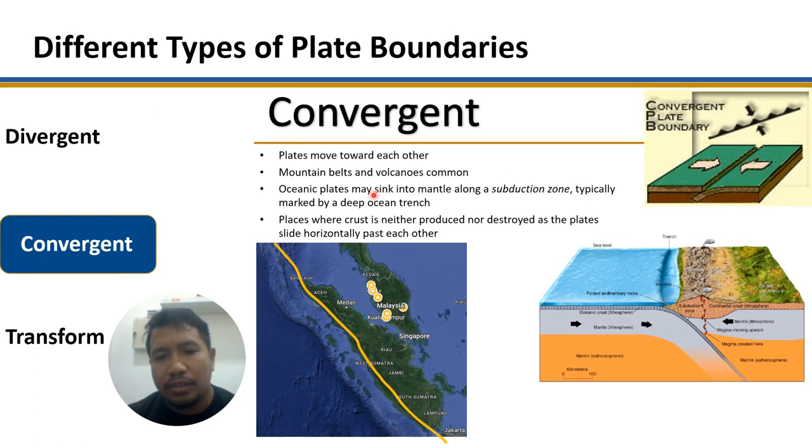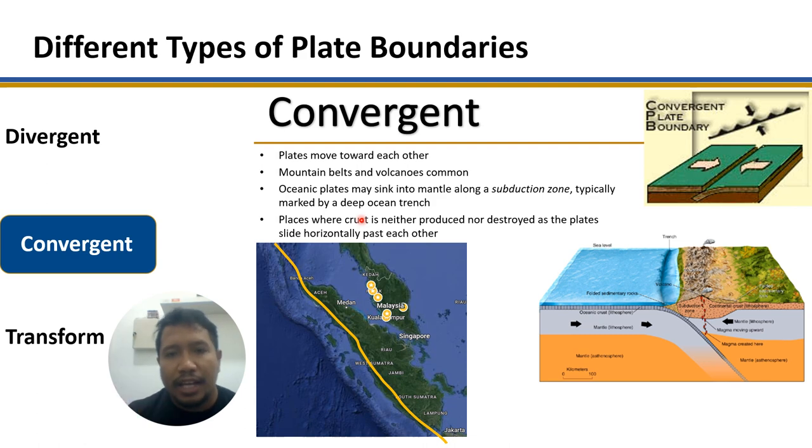Moving to the next type of plate boundaries, which is convergent. Convergent plate boundaries are places where two tectonic plates are moving towards each other. Different from the divergent, which is away from each other, this one is towards each other. When two plates collide, one plate may slide underneath the other in a process called subduction.